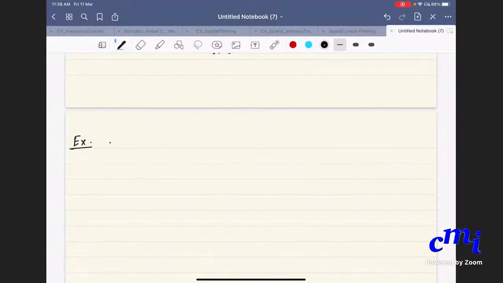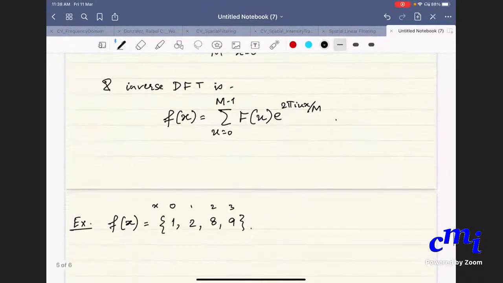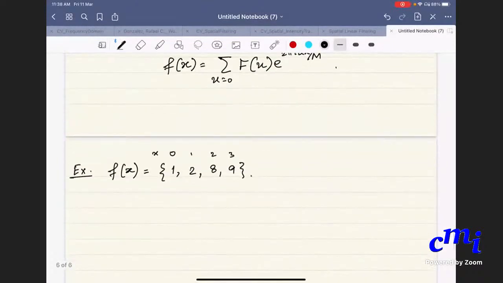So suppose your f(x), the discrete function, is given by 1, 2, 8, 9. If nothing is mentioned, what this means is x is taking the values 0, 1, 2, 3, because that is our x equal to 0 to M minus 1. So there are these 4 values. X takes values from 0 to however many function values there are, and this is the given f(x).